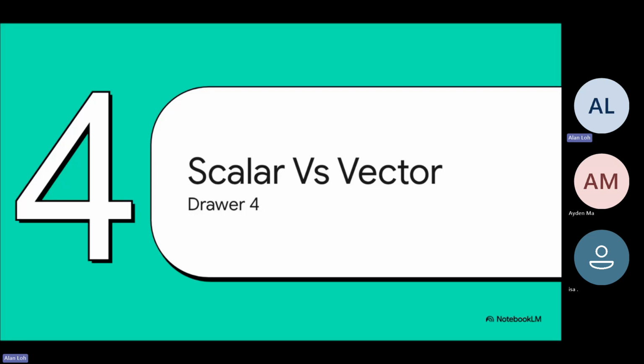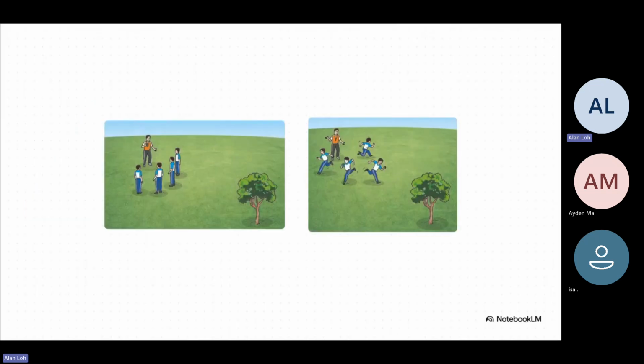All right, drawer 4, scalar versus vector quantities. Picture some students out on the field during a PE lesson. In one scenario, the teacher instructs them to run 50 meters, and they just scatter, right? Running a distance of 50 meters in any random direction. But in situation 2, they are running 50 meters straight toward a specific target, like a tree.